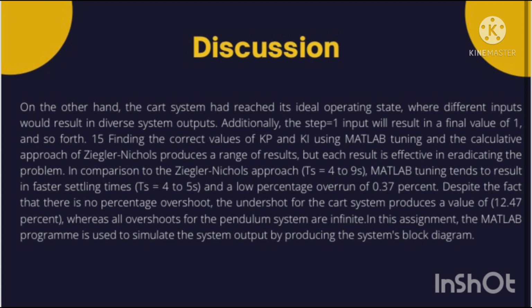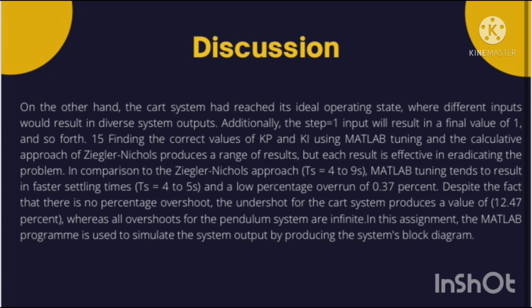In comparison to the Ziegler-Nichols approach, where Ts equals 4 to 9 seconds, MATLAB tuning tends to result in faster settling times, which is Ts equals 4 to 5 seconds, and a low percentage overshoot of 0.37%. Despite the fact that there is no percentage overshoot, the undershoot for the card system produces a value of 12.47%, whereas all overshoots for the pendulum system are infinite.